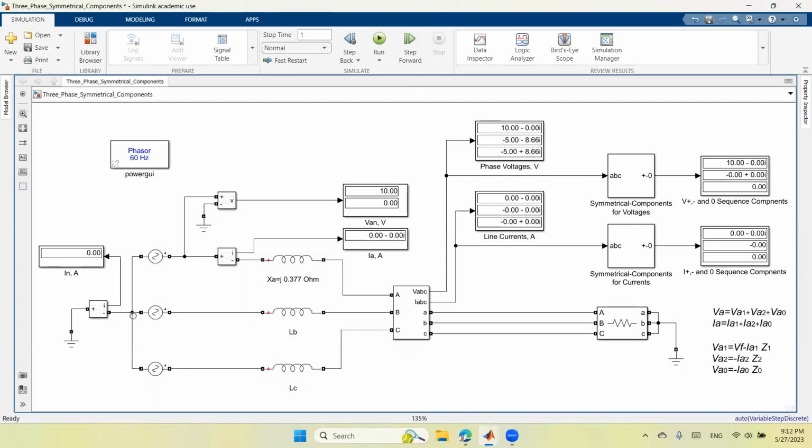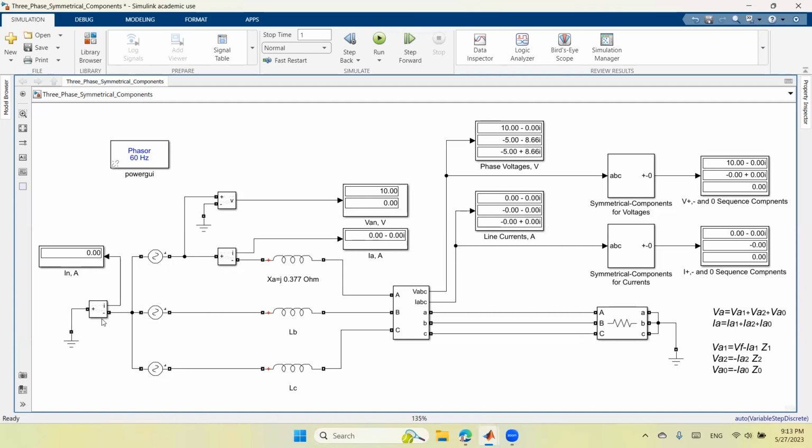Phase B lags phase A, and phase C leads phase A, which means that we have a positive sequence. The neutral point of this three-phase source is grounded. And as you see here, I have a solid ground because I don't have any impedance in the neutral connection.